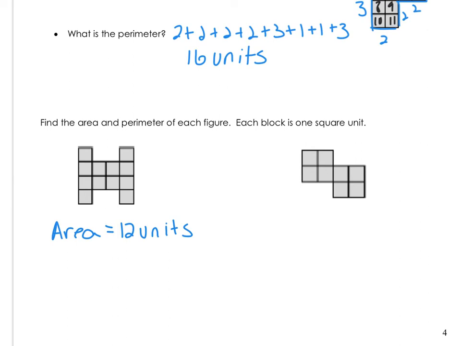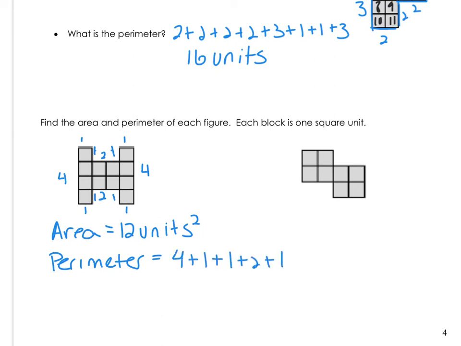So I got the area equals 12 units squared. And the perimeter is a little harder to find. This is 4, 1, 1, 2, 1, 1, 4, 1, 1, 2, 1, 1. So the perimeter is going to be 4 plus 1 plus 1 plus 2 plus 1 plus 1 plus 4 plus 1 plus 1 plus 2 plus 1 plus 1. That's going to be 6, 8, 10, 14, 15, 16, 18.